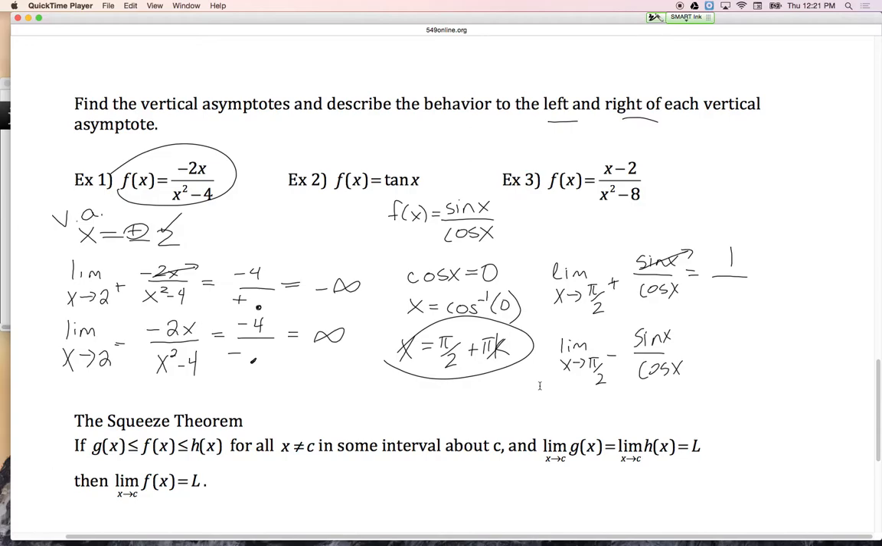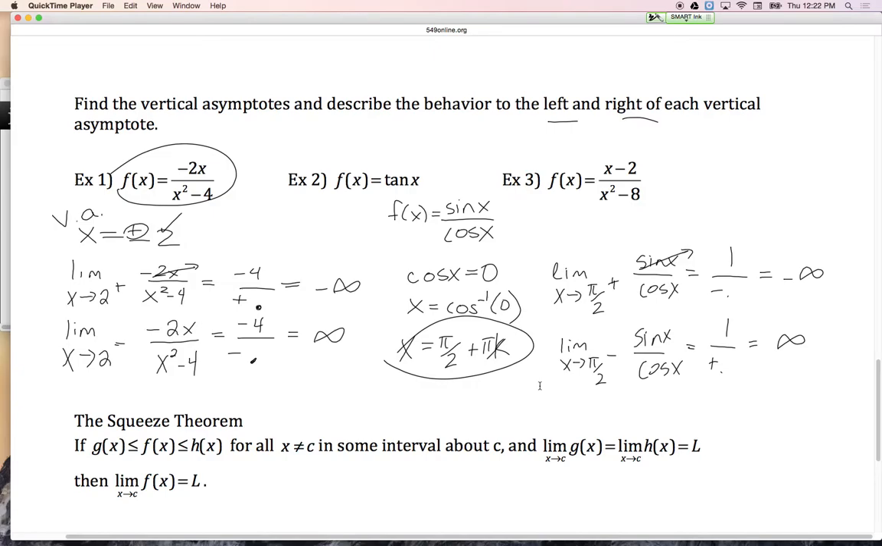1.58 is in what quadrant? Quadrant 2, which means cosine is what? Small negative. So that means this goes to what? Negative infinity. Down here, pi over 2 to the left, what's to the left of it, 1.56. So the top's going to 1. The bottom, if you go cosine of 1.56, which puts you in quadrant 1, small positive, what do you get? Positive infinity.